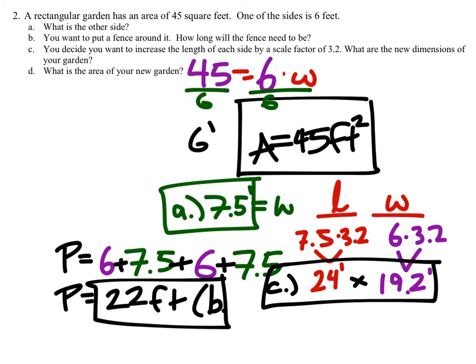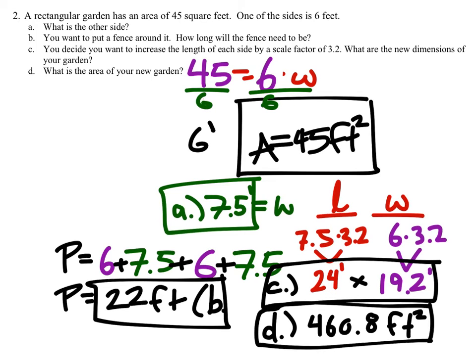Then what is the area of the new garden? So 24 times 19.2, which is part D, 460.8. This would be in square feet. And there's all 4 parts of that one.